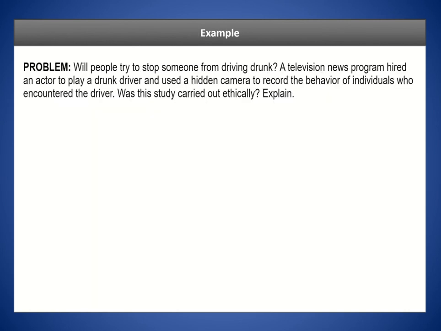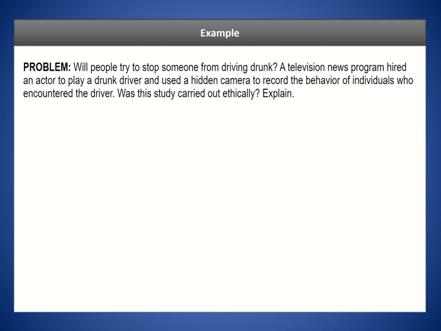So let's take a look at an example. Will people try to stop someone from driving drunk here? This is the scenario: a television news program hired an actor to play a drunk driver and used a hidden camera to record the behavior of individuals who encountered the driver. Was the study carried out ethically? And explain. We're assuming this is the only thing that happened, right? We had this actor, and we wanted to see the behavior of people and determine if they'll actually stop someone, by using a hidden camera.